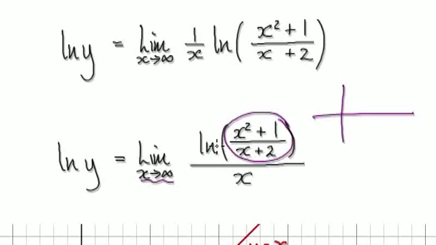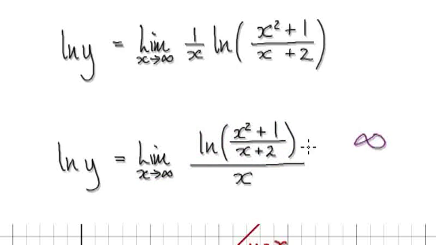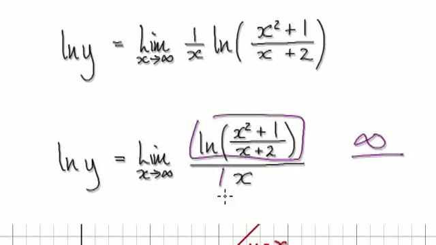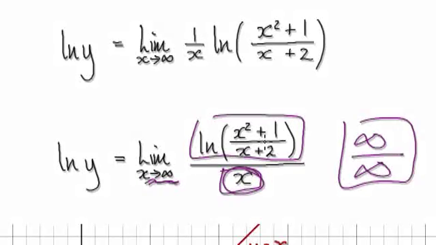Now, if you look at the natural log graph, it will look something like this. As x tends to infinity, you are heading towards infinity. So this whole thing here is heading towards infinity. And then down here, as x tends to infinity, this thing is also heading towards infinity. So here you've got infinity over infinity, so you can apply L'Hopital's rule.